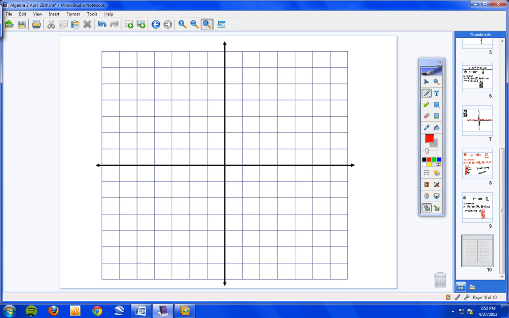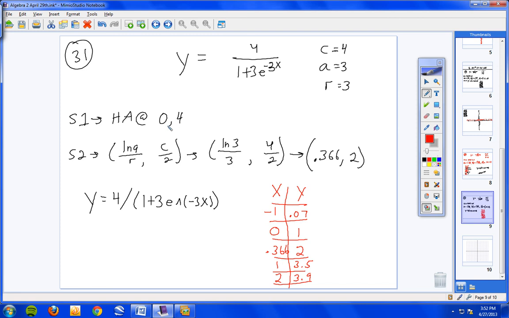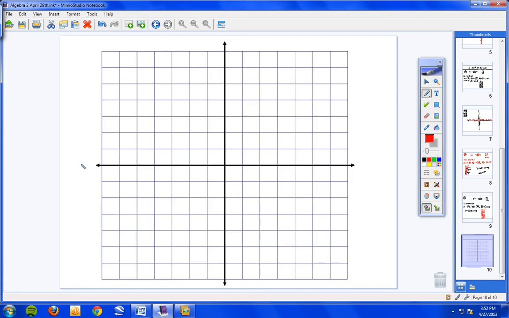Okay, first of all, if you'll look back at step 1, your asymptotes are at 0 and 4. So I'm going to put a dotted line right here on 0 and then at 4. So there's my 2 asymptotes right here.